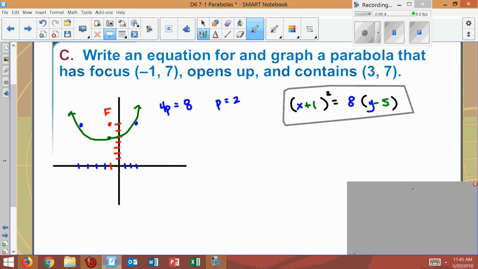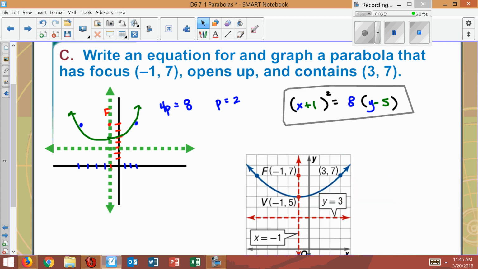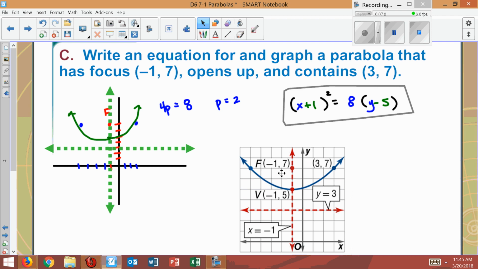Again, you could add the axis of symmetry and the directrix. Directrix would be 2 units down, which would be a 3. So the directrix would be in there, and the axis of symmetry would obviously cut it in half. And that's kind of what this picture shows here. Now I got one for you to try.